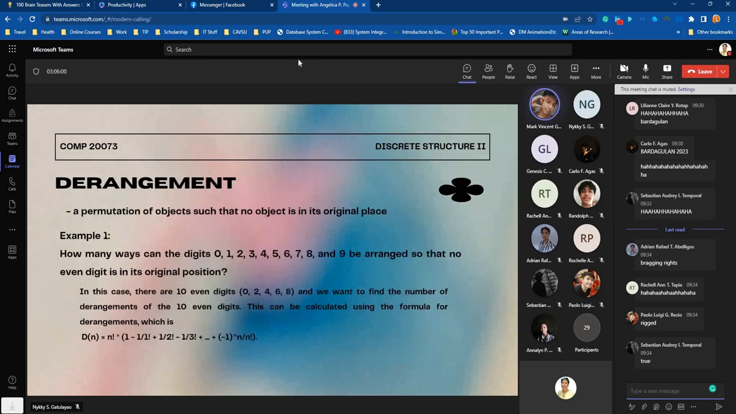So the last term that I will discuss is the derangement. A derangement is a permutation of objects such that no object is in its original position. Example 1. How many ways can the digits 0, 1, 2, 3, 4, 5, 6, 7, 8, and 9 be arranged so that no even digit is in its original position? In this case, there are 5 even digits, 0, 2, 4, 6, and 8. The number of arrangements of the 5.